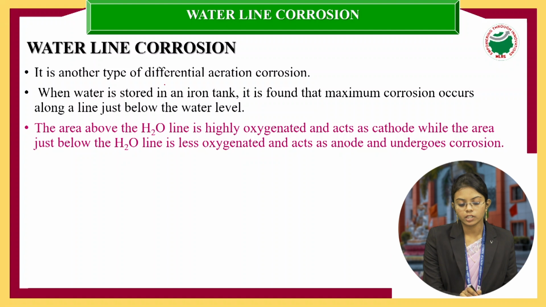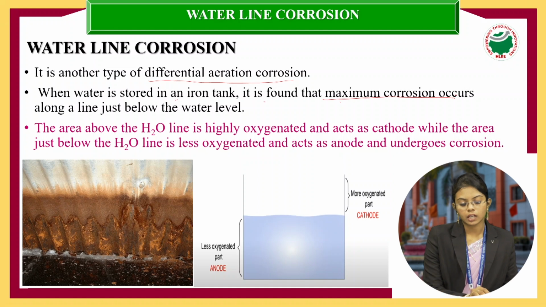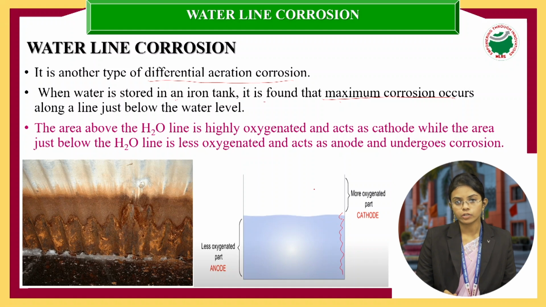It is a type of differential aeration corrosion when water is stored in an iron tank. Imagine you are taking an iron tank like this and water is partially filled, or half filled, in the iron tank. It is found that maximum corrosion occurs along the line, just below the water level. If you observe, our water level is here. So below the water level, along the water line, the maximum corrosion takes place.